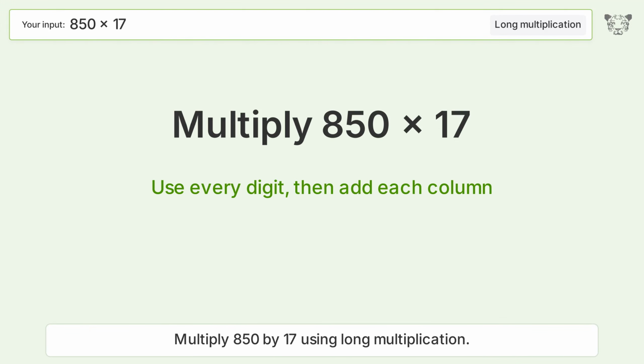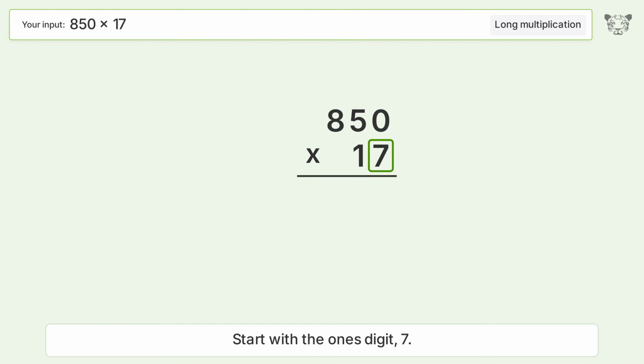Multiply 850 by 17 using long multiplication. Start with the ones digit, 7.